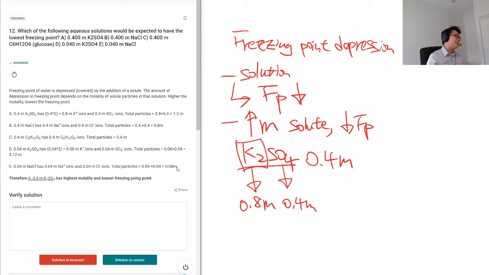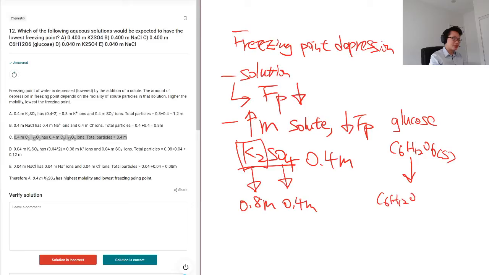However, when we're looking at C, we're looking at something called glucose. Glucose is an organic compound, an organic molecule, pretty much a sugar. Assume this glucose is water soluble. We are going to dissolve it in water to create a solution. So we have C6H12O6, and then we have an aqueous solution.